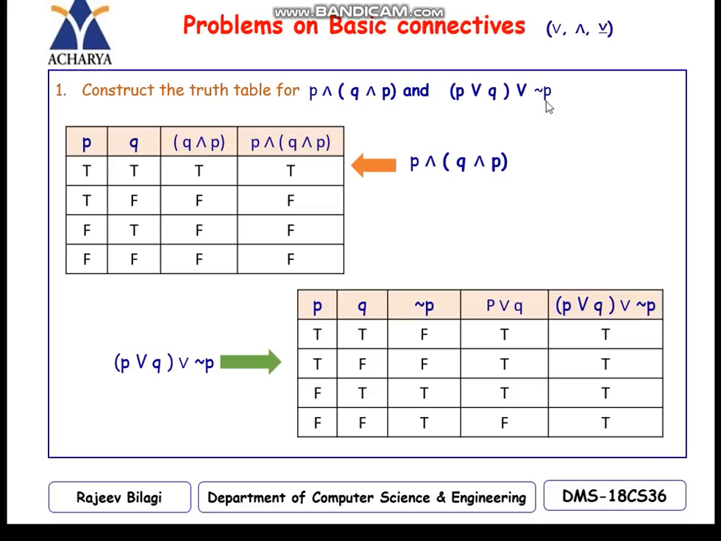Next is negation of P, that is not of P. So if it is T, then it is F. T, then it is F. F, it is T. F, it is T. So negation of P, I have written now.